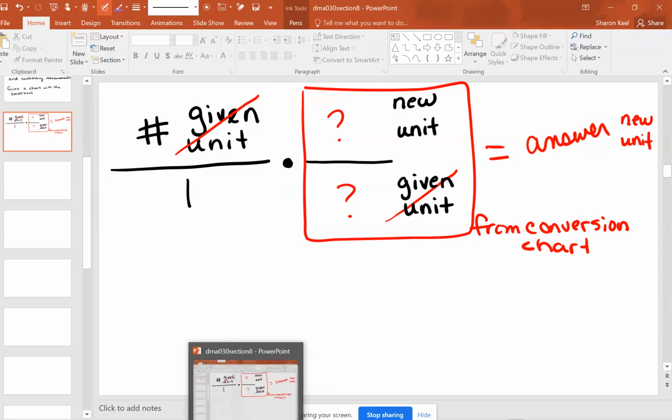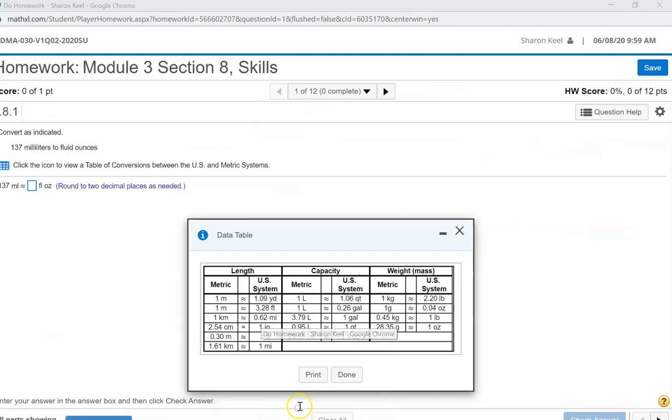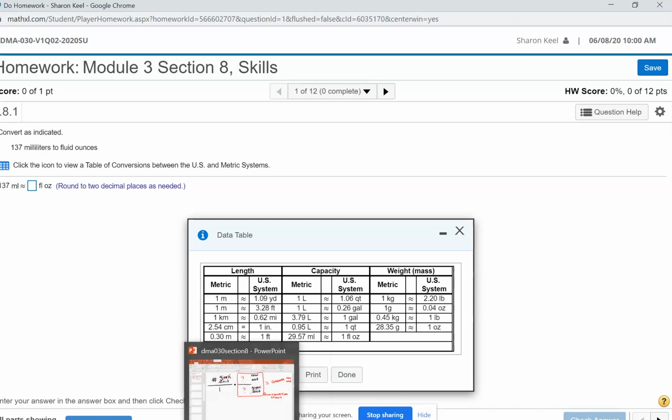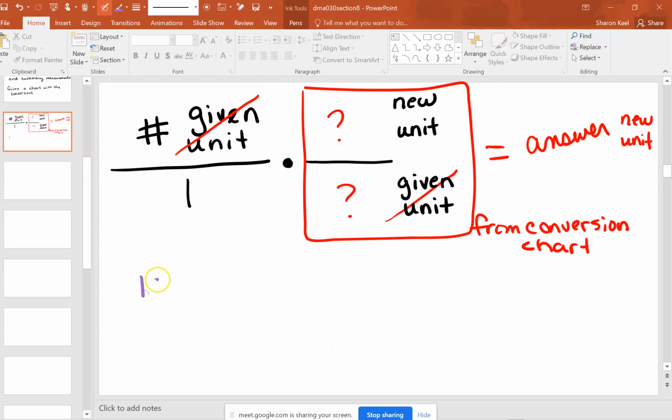So what I have in this one is we are given 137 milliliters, and we're going to go to fluid ounces. So 137 milliliters. I'm going to take that number in the given unit and put it over 1. They want me to convert it to fluid ounces. That is my new unit. So on the bottom, since the new unit is fluid ounces, my given unit was the milliliters.